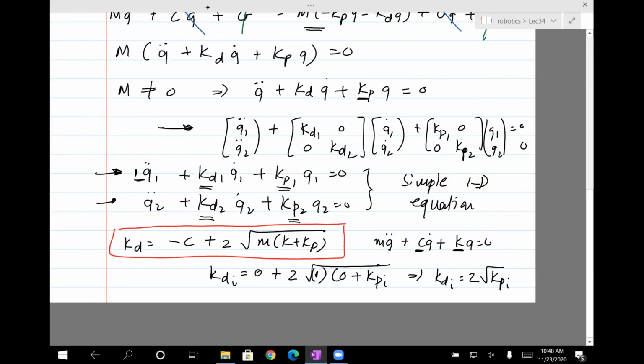It's super simple. So all we need to do, once we do the control partitioning the way I talked about, is set KDi equals 2 square root KPi, and the system will be critically damped. It's a very simple formula.